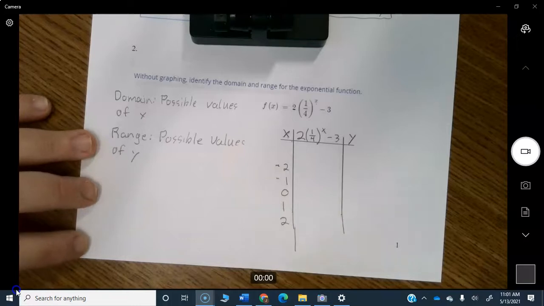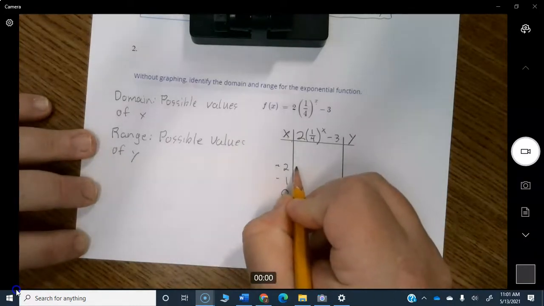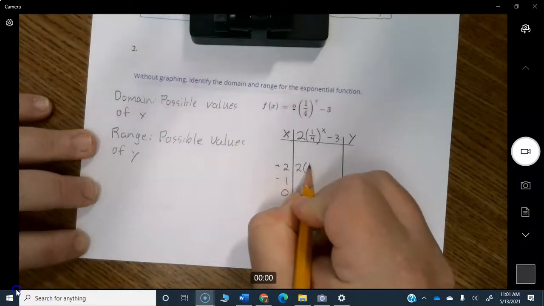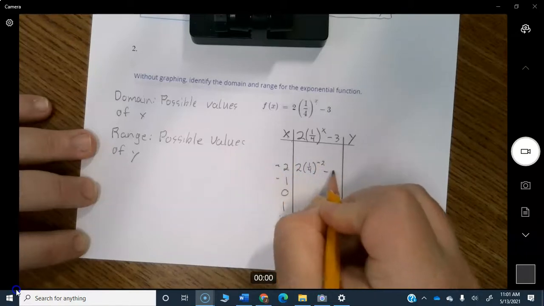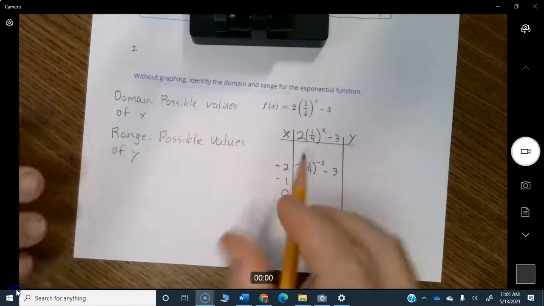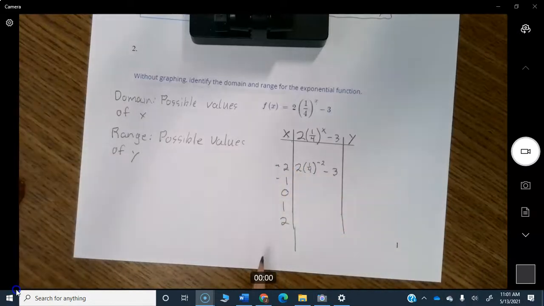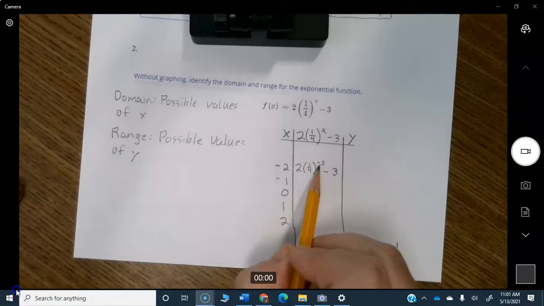All right, so let's go ahead and plug this in. So this is going to be 2 times 1/4 raised to the -2 power minus 3. Okay, you may have to do this off on a piece of scratch paper. You don't have to show all your work for this kind of calculation. So that, in a sense, you should show your work on everything, but you don't have to show basic math calculations. So remember what a negative exponent does.